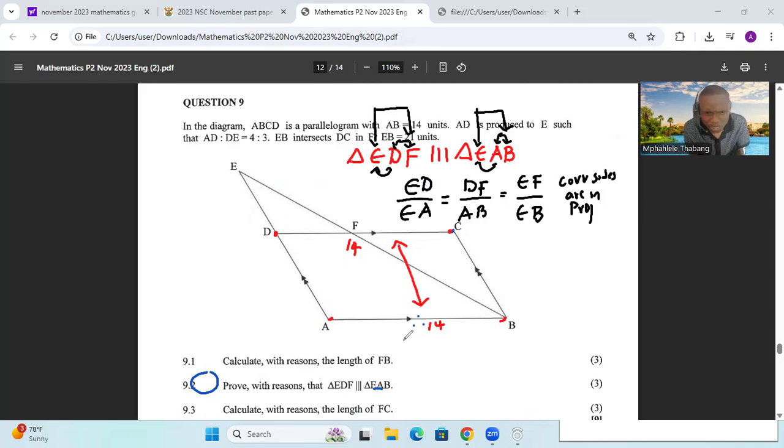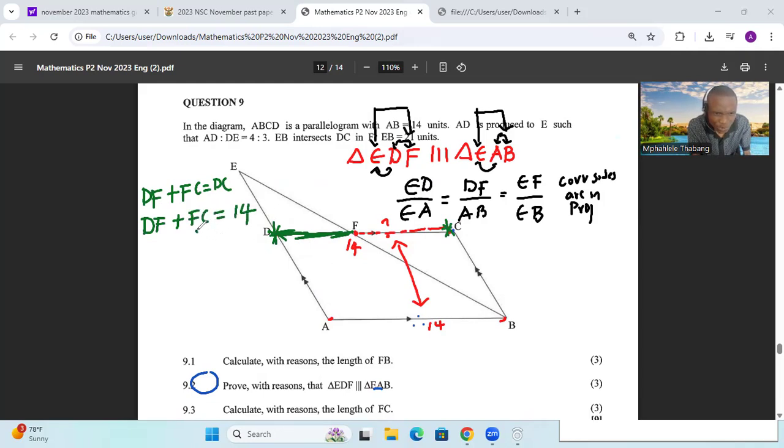They want us to know the length of FC. But now, if I can find the length of DF, I will be able to find the length of FC, because I know that DF plus FC is DC. The distance from D to C is made up of DF and FC. And I know that DC is 14. So DF plus FC is 14.